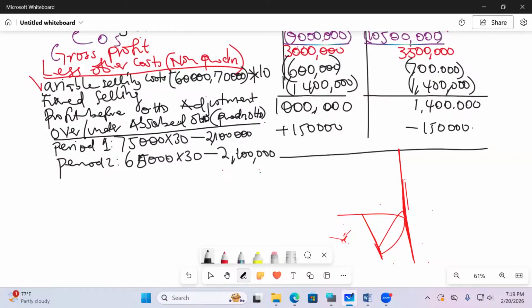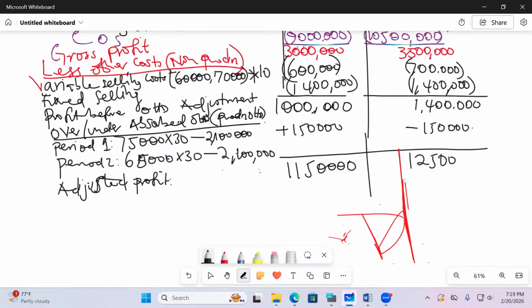So you give us a title here, adjusted profit. Net profit, basically. So here we are adding, right? Which will give us how much here, somebody? 1,150,000. How about this one here, somebody? 1,250,000. Like that. And that is the end.